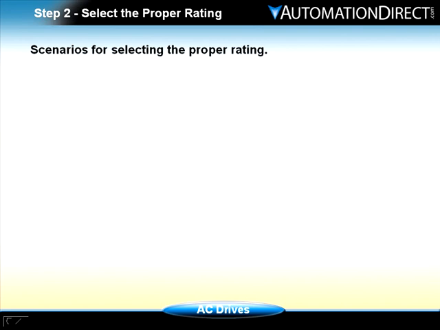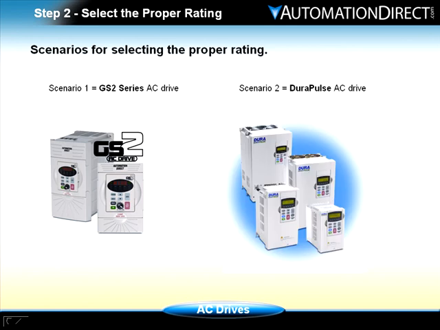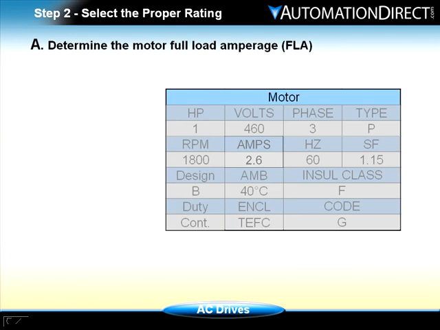We will be using 2 scenarios for selecting the proper rating. Scenario 1 will be using a GS2 series AC drive. Scenario 2 will be using a Durapulse AC drive. The motor full load amperage is required in determining the correct AC drive size. The full load amp rating can be found on the motor nameplate.